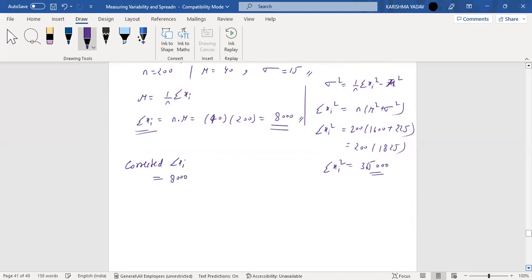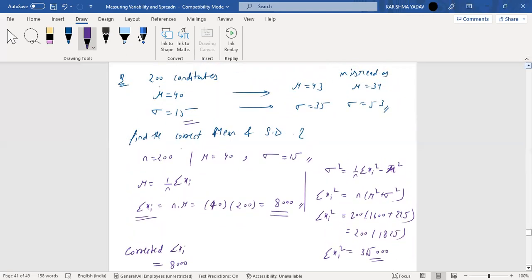What are my values? Previous sigma xi is 8000. Mean is misread as 34, and it is misread as 53. So we will do it like... I'm so sorry, these are not the means. I have just written it down, these are the scores.